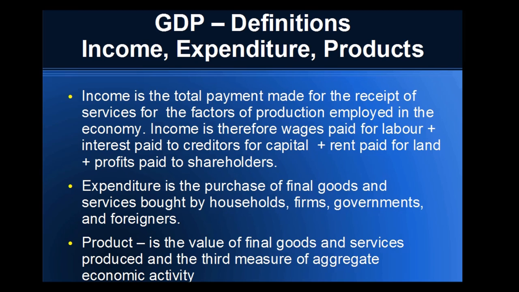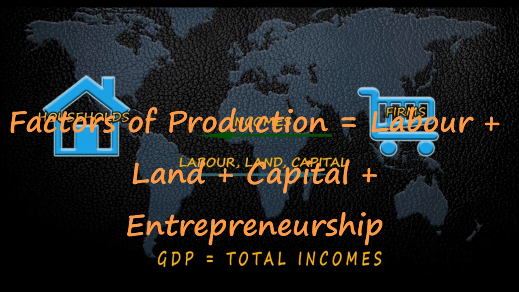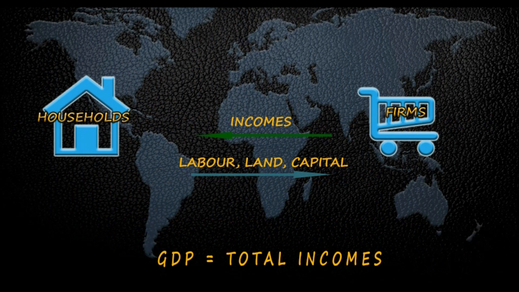Now let's understand what income is. Income is the total payment made by firms for the receipt of services. These services are provided by households, and these services are called factors of production. So households provide firms with labor, land, capital, and entrepreneurship so that the firms can produce goods and services. So firms need labor, land, capital, and entrepreneurship, and in turn they provide households with income.